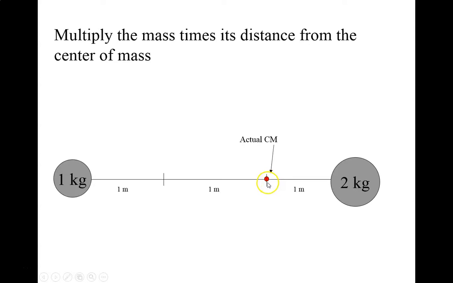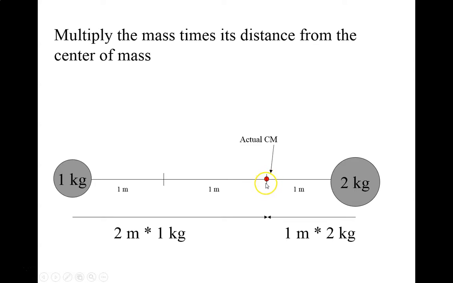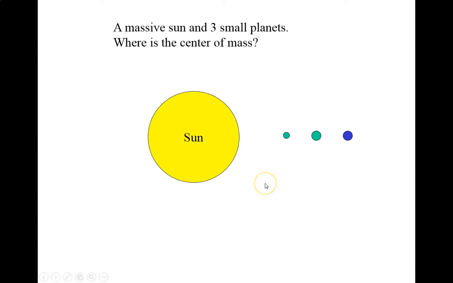But there is a balance that goes along with this. So if this is my center of mass, I've got 2 kilograms 1 meter away from this, and here I've got 1 kilogram 2 meters away. So when you multiply the distance times the mass, you get equivalent on both sides. But like I said, we're not going to get into calculating that in this class.